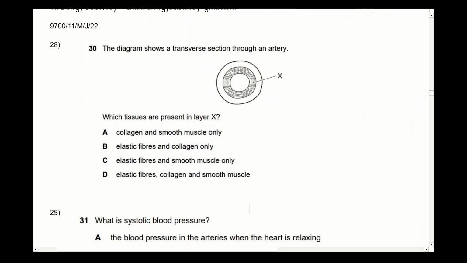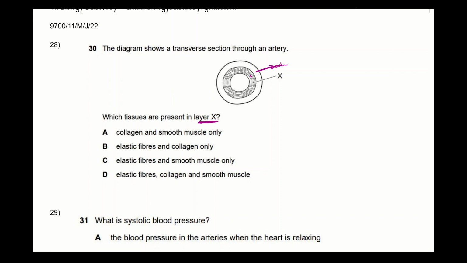The diagram shows a transverse section through an artery. Which tissues are present in layer X? So, we must know that the artery consists of three main layers. The artery or a vein. It consists of a tunica intima, which is made of an endothelial layer with a basement membrane, tunica media, which is made of muscle or elastic fibers or both, followed by a small proportion of collagen, and tunica externa. Tunica externa consists mainly of collagen.